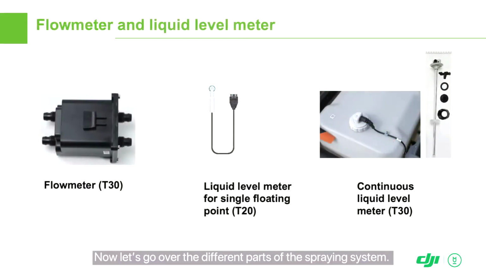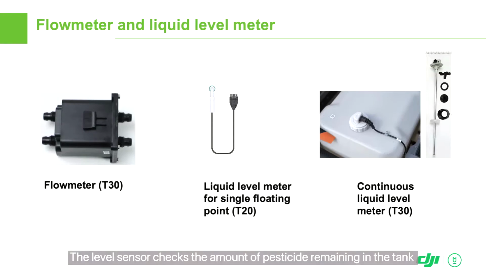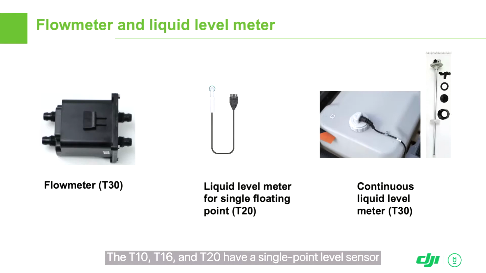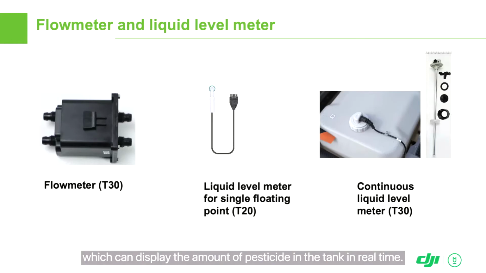Now, let's go over the different parts of the spraying system. The flow meter is located between the tank and the water pump and is used to calculate flow rate for more accurate flow control. The level sensor checks the amount of pesticide remaining in the tank and can alert the pilot when the tank is empty. The T10, T16, and T20 have a single point level sensor, which can only estimate the remaining pesticide and can't display the exact remaining amount. The T30 uses a continuous level sensor, which can display the amount of pesticide in the tank in real time. It can intelligently predict when the tank will need to be refilled, improving efficiency and saving battery power.